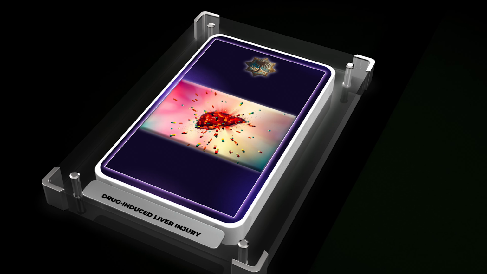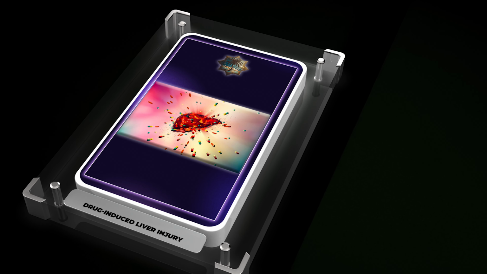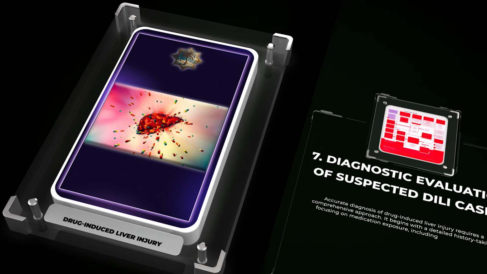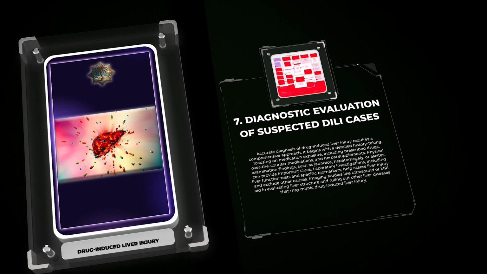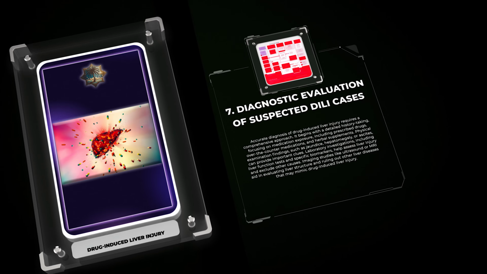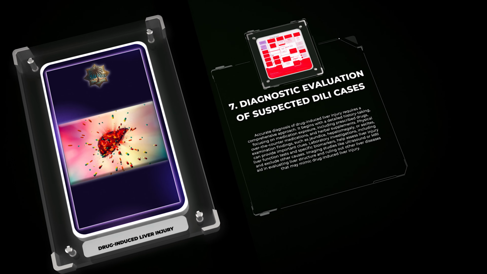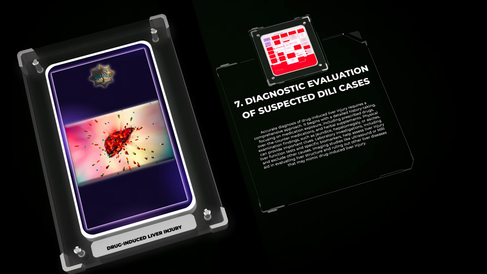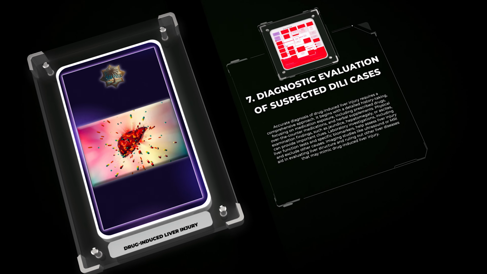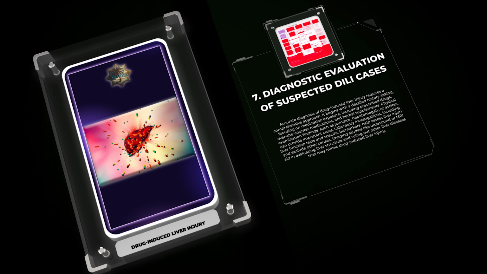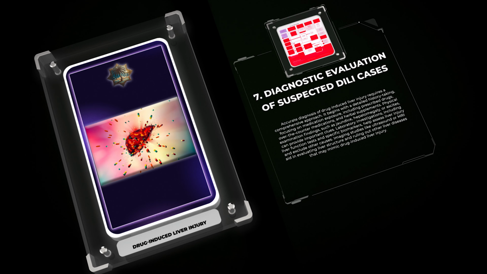Accurate diagnosis of drug-induced liver injury requires a comprehensive approach. It begins with a detailed history taking, focusing on medication exposure, including prescribed drugs, over-the-counter medications, and herbal supplements. Physical examination findings, such as jaundice, hepatomegaly, or ascites, can provide important clues. Laboratory investigations, including liver function tests and specific biomarkers, help assess liver injury and exclude other causes. Imaging studies like ultrasound or MRI aid in evaluating liver structure and ruling out other liver diseases that may mimic drug-induced liver injury.